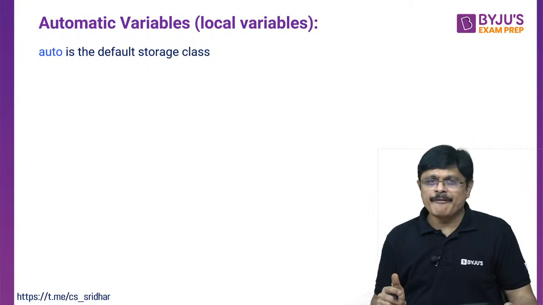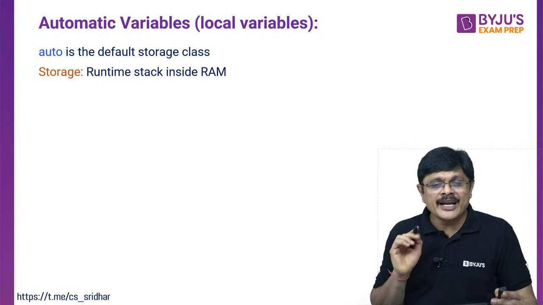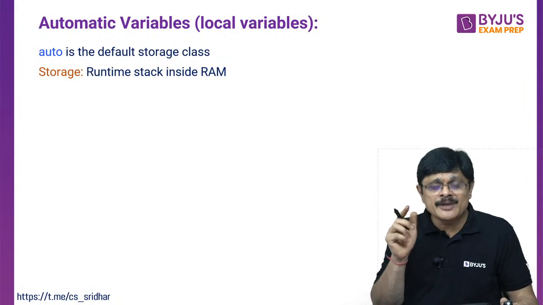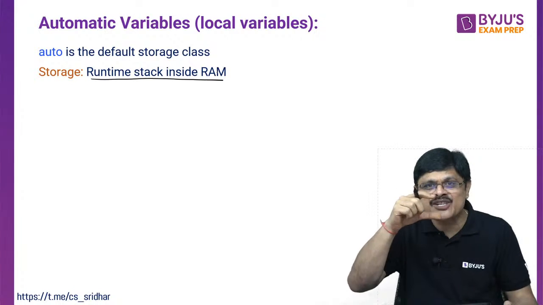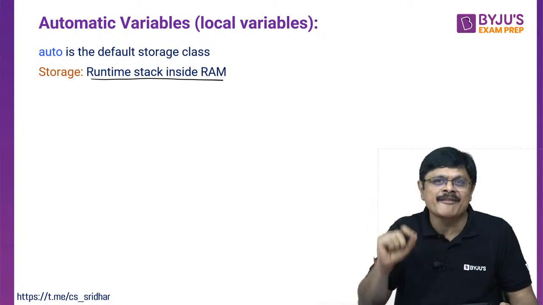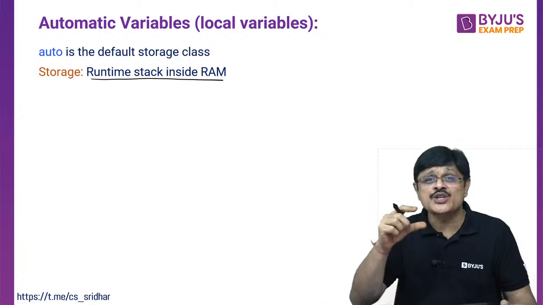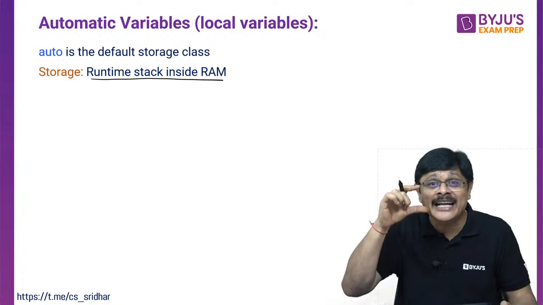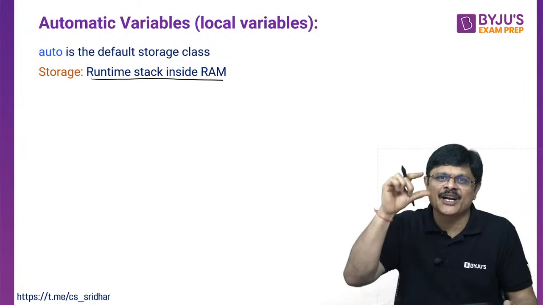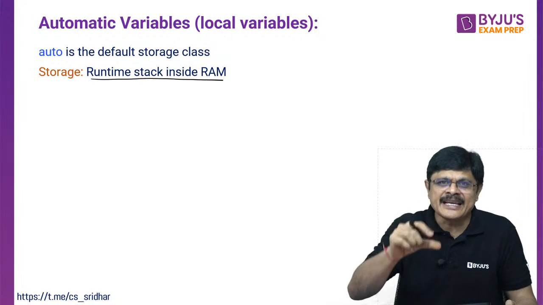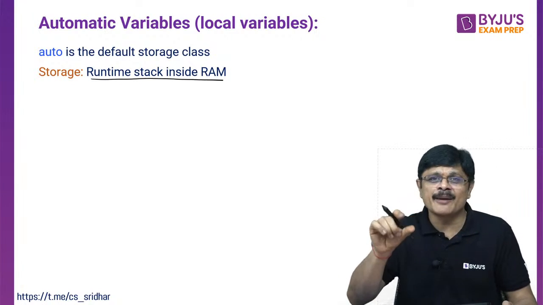Now auto is the default storage class. Where are automatic variables stored? They are stored in the activation record on the runtime stack. The stack grows: the activation record of the particular function is created, and inside that, this particular memory is created.